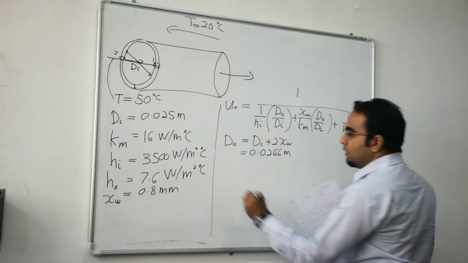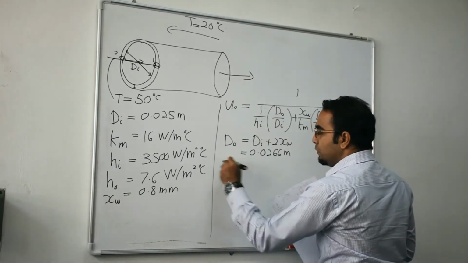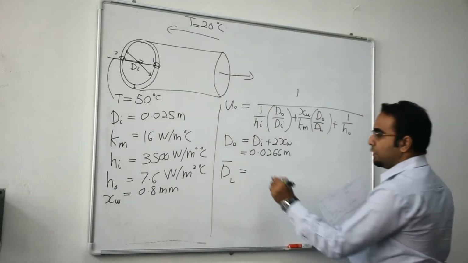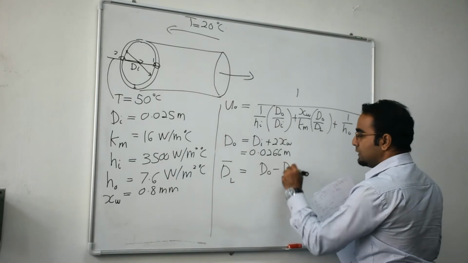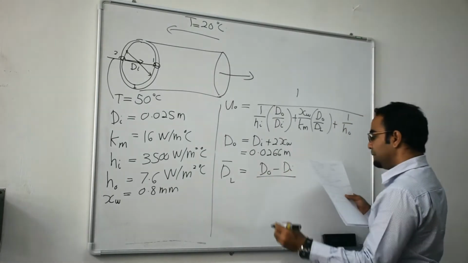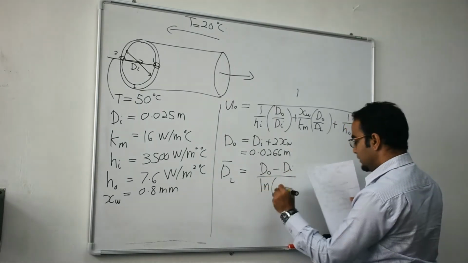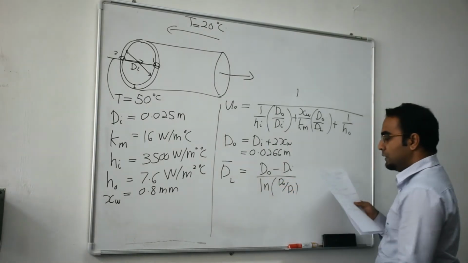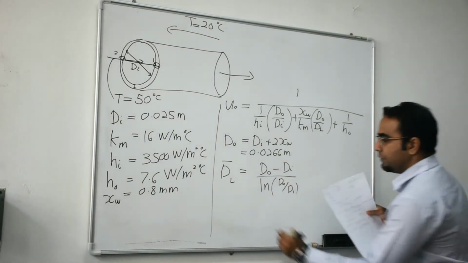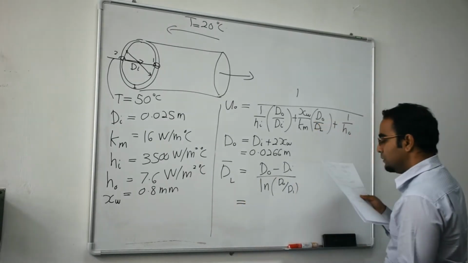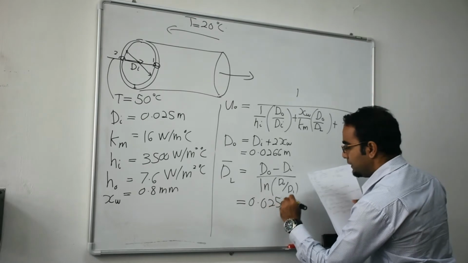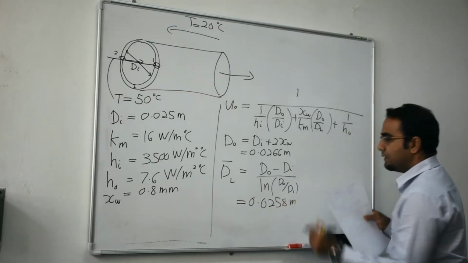Now to get the value of DL, which is our log mean diameter, we already know the equation: DO minus di over ln DO over di. So you'll get a value of DL is equal to 0.0258 meter.